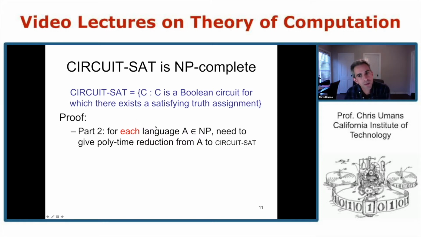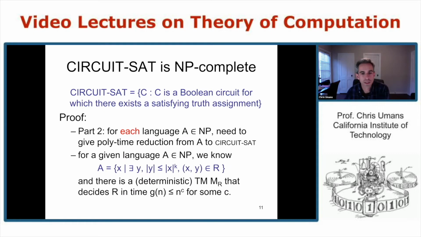For each language in NP, we need to give a polynomial time reduction from that language to circuit SAT. This is a generic reduction in the sense that we're taking an arbitrary language in NP and carrying out this reduction. One of the things that guides you when you have a generic reduction like that is that you don't really know much of anything. So what do we know about A? Not much, except that it is a language in NP.